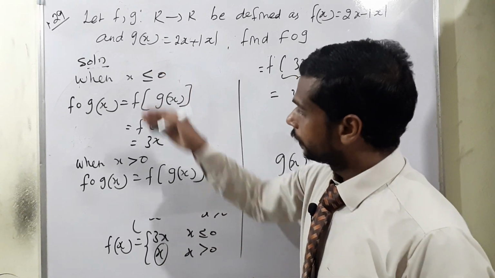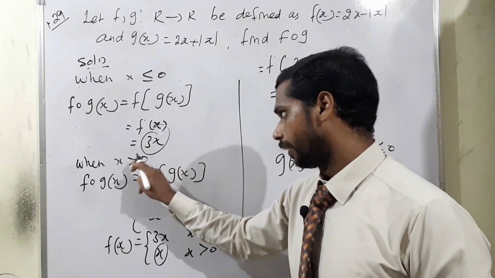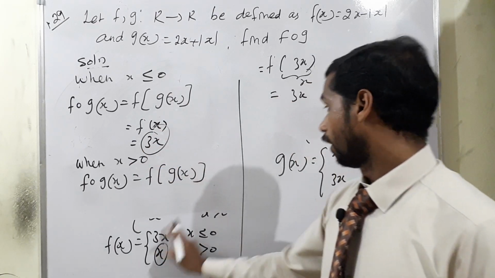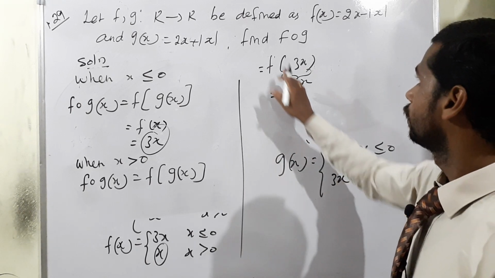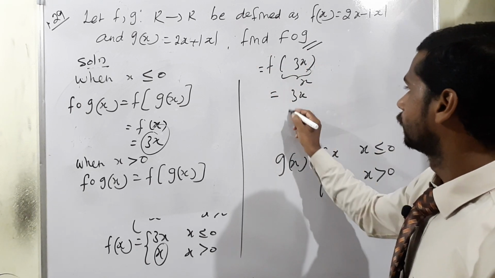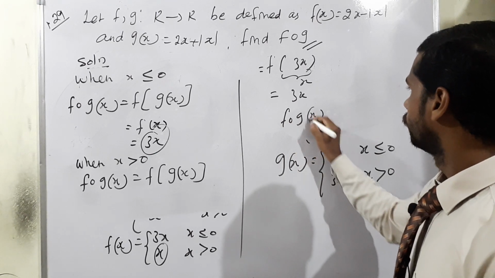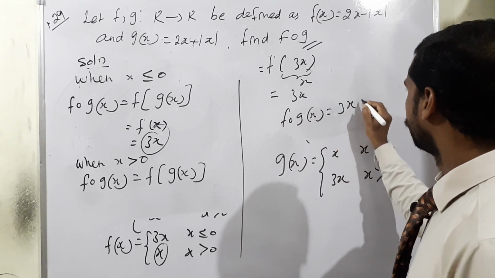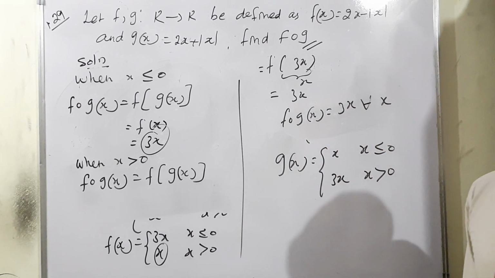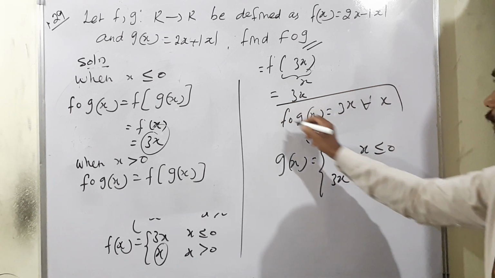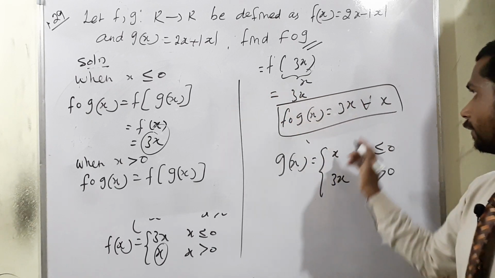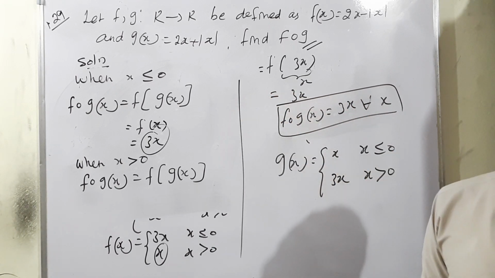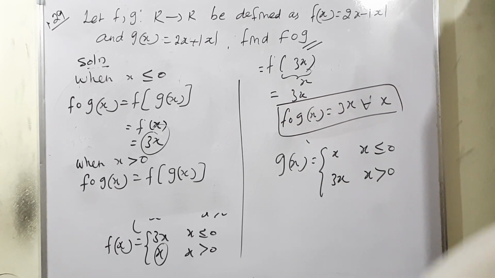When x is less than 0 also, we have output 3x. When x is greater than 0 also, we have the result 3x. Therefore, it is the same output, isn't it? We proved f dot g of x is equal to 3x for all values of x. Okay, we can finish the output like that: f dot g of x is equal to 3x for all x values. This is our final answer. Okay, I will continue to the next concept.